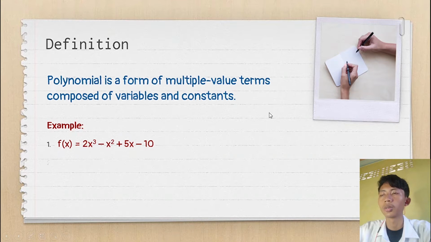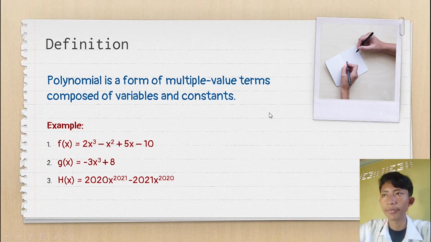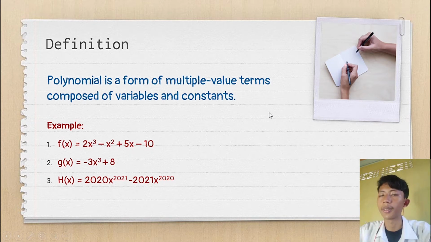Example 1. f(x) equals 2x cubed minus x squared plus 5x minus 10. Number 2, g(x) equals minus 3x cubed plus 8. The last, h(x) equals 2020x to the power of 2021 minus 2021x to the power of 2020.